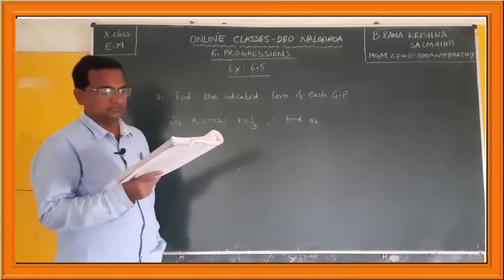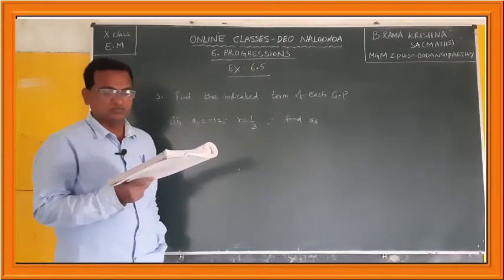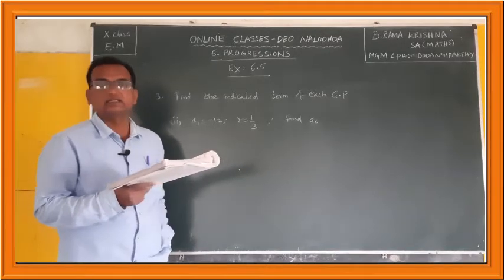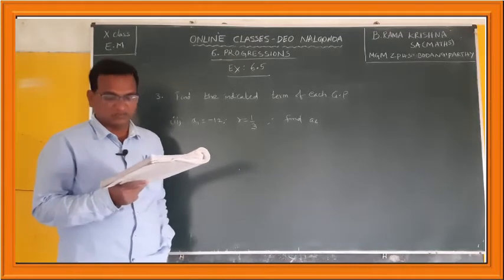The second question is to find the 10th and nth term of the GP. The GP is given. You can find this also. For finding any term, what do you have to find? The first term and the common ratio.